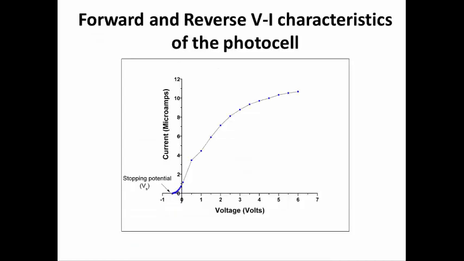If you plot the current with respect to the voltage, the graph looks like this. Here, this corresponds to the forward VI characteristic, and this second part stands for the reverse VI characteristic. In this graph, this is the region of saturation, and in the reverse VI characteristic, this is the position where the current becomes 0. That's why this is the stopping potential.